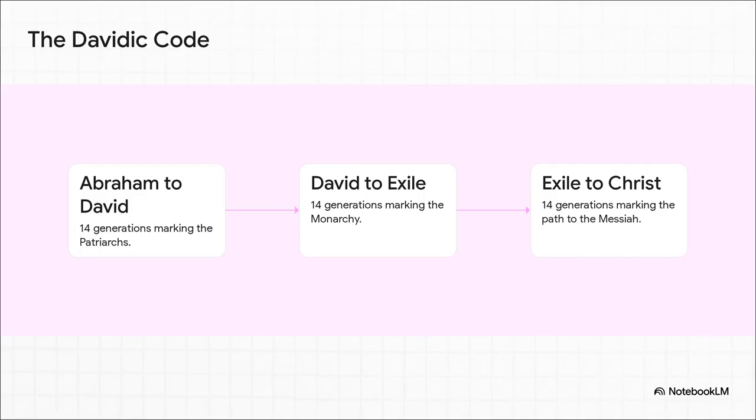And here is where we find that hidden code. Why 14? Well, in ancient Hebrew, letters also had numerical values. And the name David, when you add up the value of its letters, comes out to, you guessed it, 14. So Matthew is essentially stamping the name of Israel's greatest king over and over and over again, leading right to Jesus. It's an amazing way to say this is the heir to the throne.